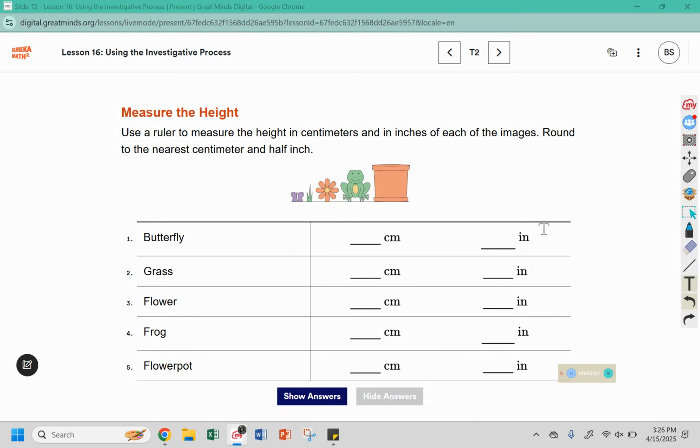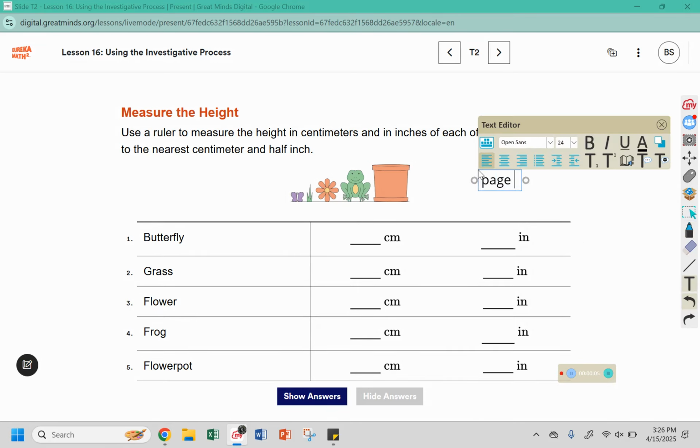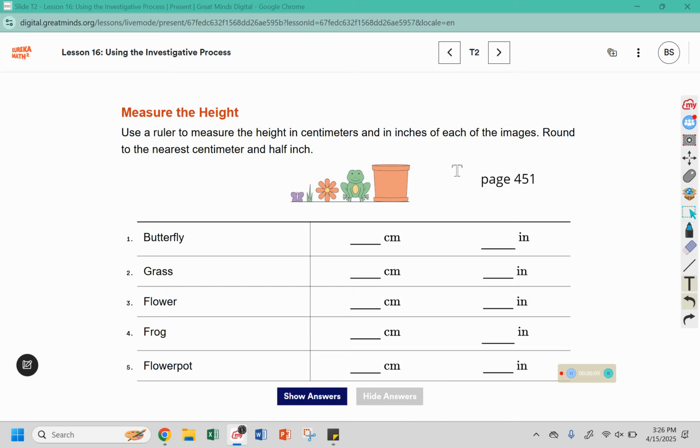Today you have a warm-up that comes from your workbook on page 451. You are going to complete it in there. Your job is to measure the height in centimeters and inches of each of the images, rounding to the nearest centimeter or the nearest half of an inch. So you'll record those measurements here on page 451.